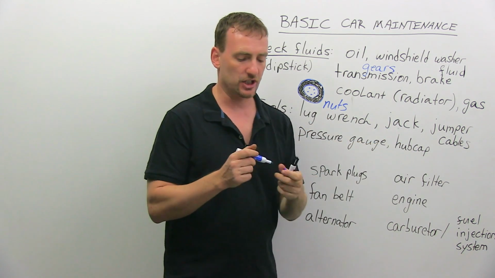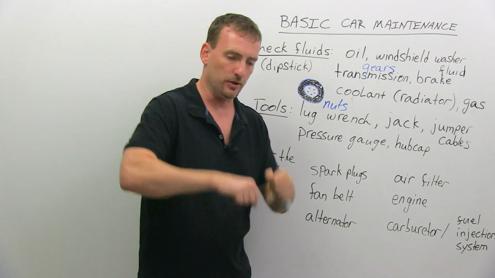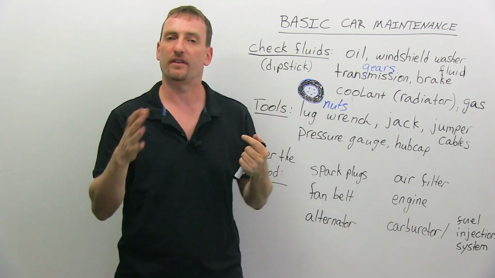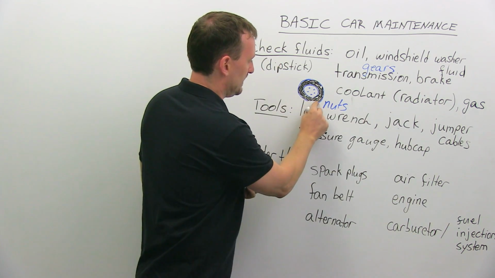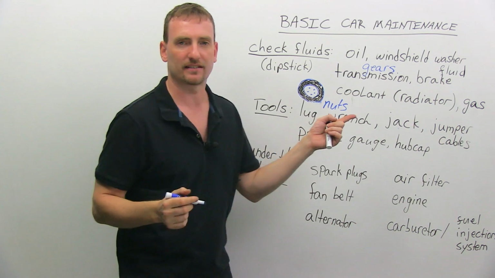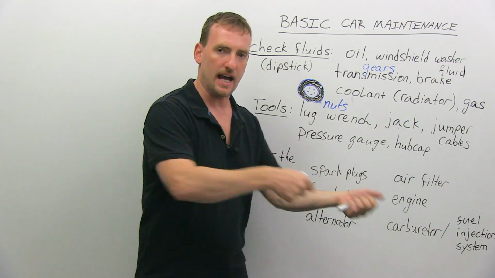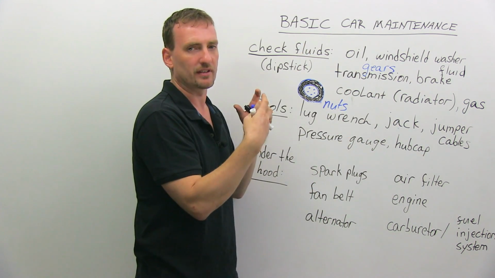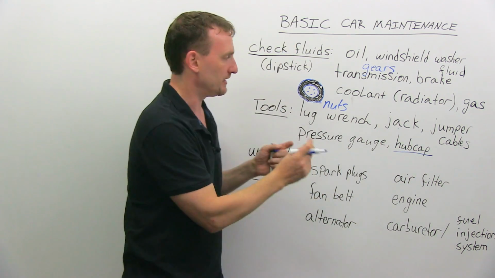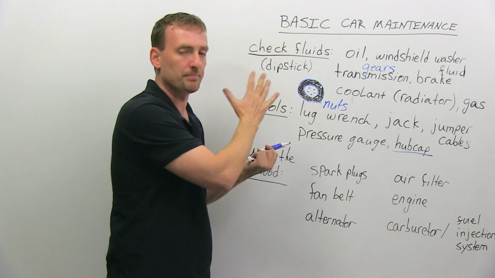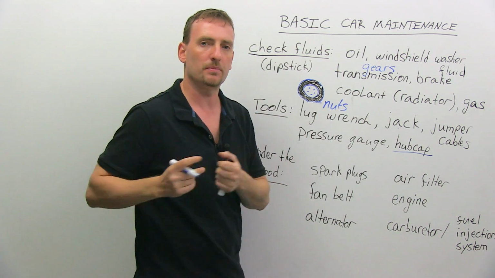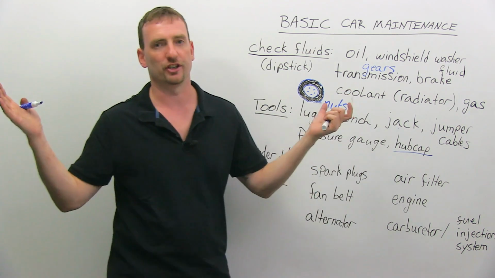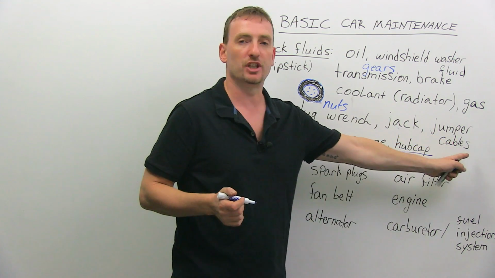A jack. A jack is the thing that you put under your car and you pump, and it raises your car so you can take the tire off. If you have a flat tire and you need to replace it, you put your jack underneath, you pump it, raise the car, lug wrench, take off the lugs, take off the tire. You might have to take off a hubcap first. A hubcap is a cover. Some cars have them, some cars don't. You take off the tire, put on the spare, put the lugs back, tighten them, lower the jack, you're good to go. Okay?